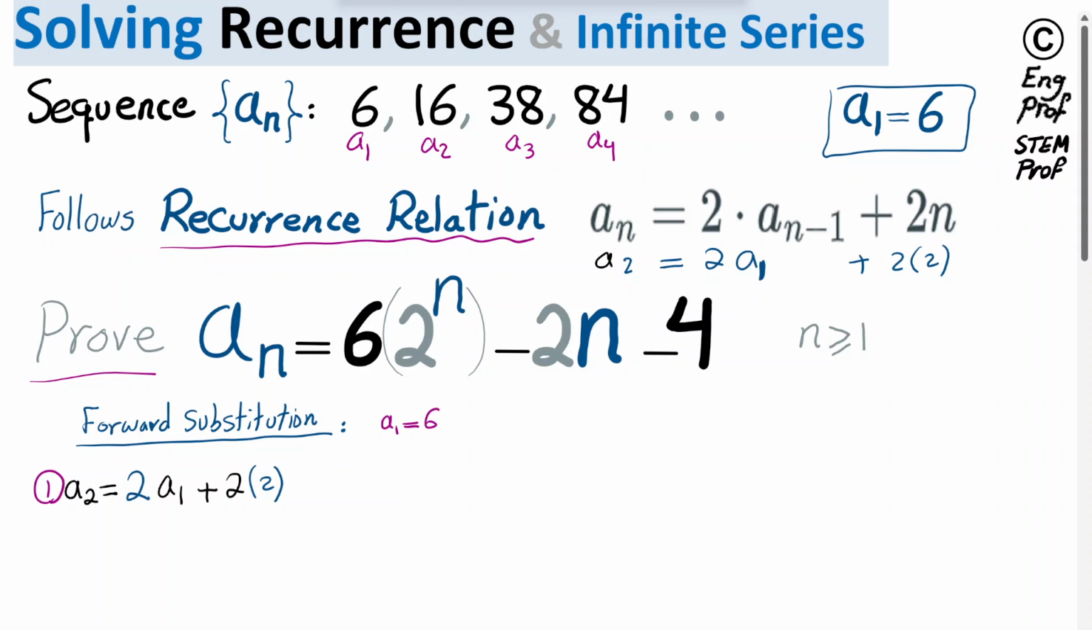Now let's keep doing this one more time. So a3, now our index of focus is 3, so we can use the same thing. This time in the formula we have n equal to 3, so naturally it is 2 times a2 plus 2 times 3. Okay, so let's exactly write 2 times a2 plus 2 times 3. Okay, so what I'm going to do now as a next step, I am going to substitute a2 using information from the first line. So substitute a2 with this equivalent value.